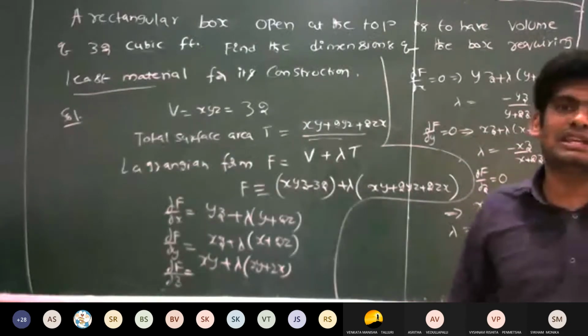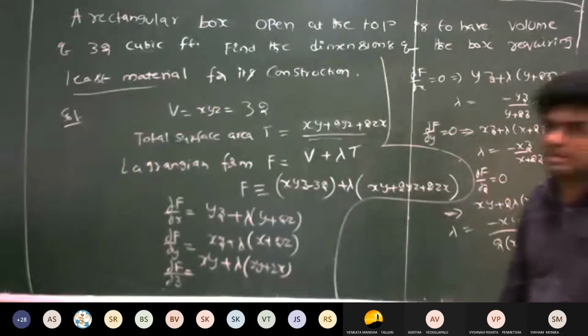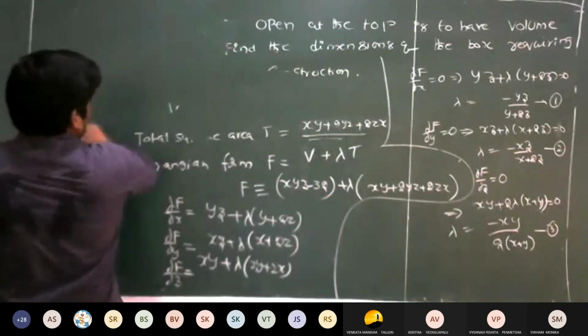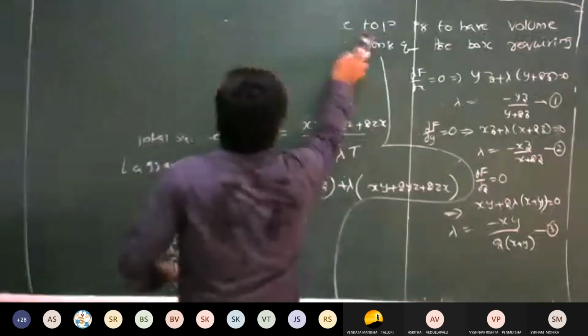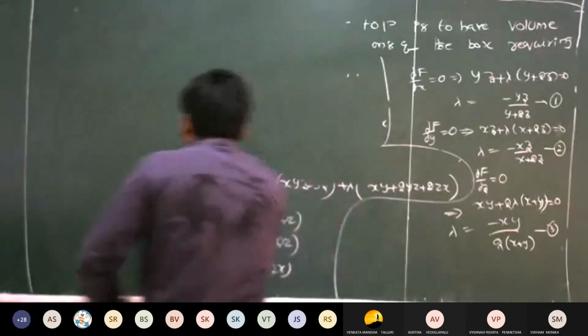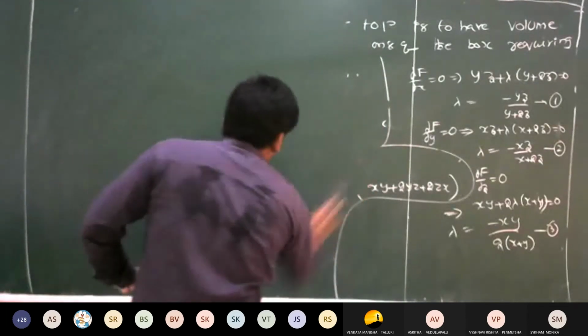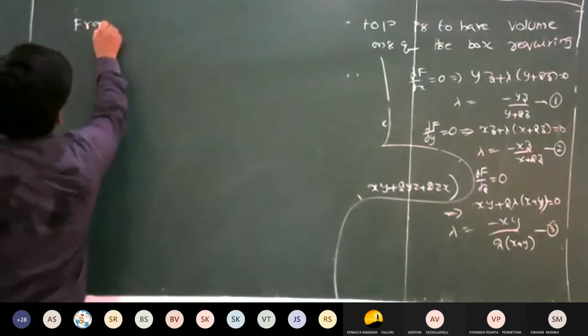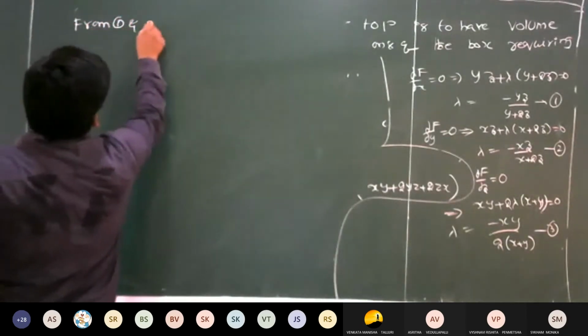So just equating the values, then you will get the value of x, y, z. So that is the required remaining one. That is very simple. You have to equate 1 and 2. So therefore, from 1 and 2, right?